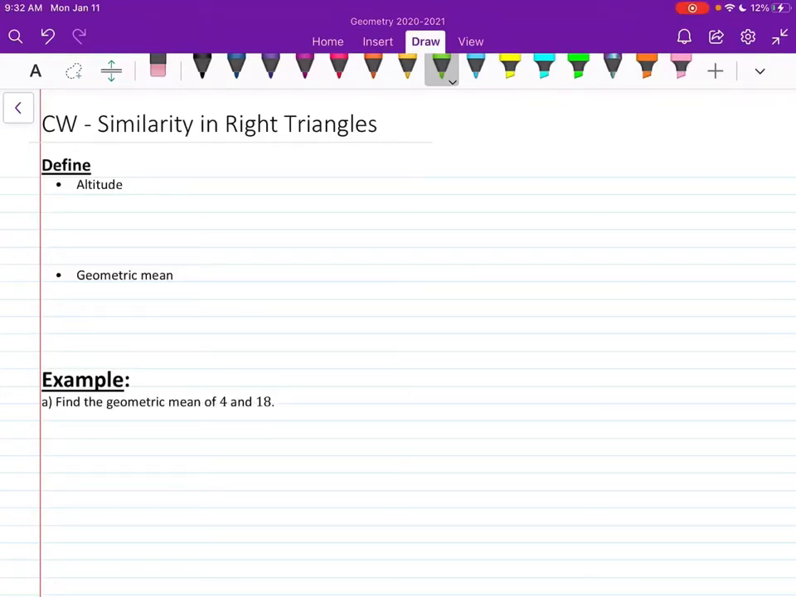Hi, today's video is about similarity in right triangles. To get started, we're going to define two quick things, go through some theorems, and then do two examples at the end. So the first thing we need to define is the altitude of a triangle.